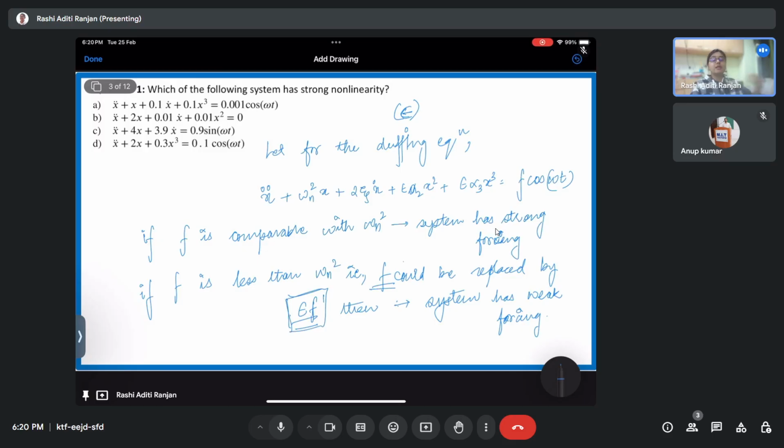So if it is multiplied by epsilon, which is the bookkeeping parameter, definitely it has a less effect as compared to the x. Now this was for forcing, strong forcing, weak forcing. But the question says about strong nonlinearity or weak nonlinearity, right? Analogous to this, we would talk about the nonlinearity. So if the coefficient of the nonlinear term is greater than that of the coefficient of the x term, then we would say that the system has strong nonlinearity. However, if it is small, then we would say that the system has a weak nonlinearity, right?